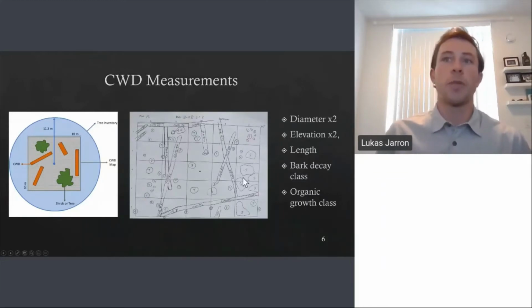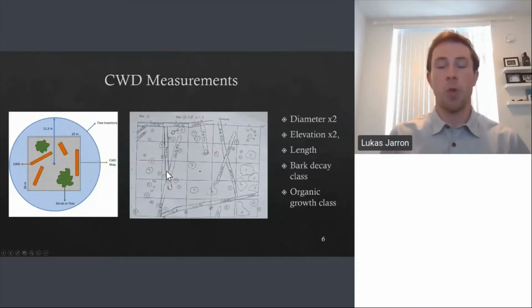I also drew in shrubs and trees, so when I'm looking for these logs in the point cloud, I have a reference point to understand why some of them might be completely covered by a shrub, so you don't have as good of a chance of detecting it.